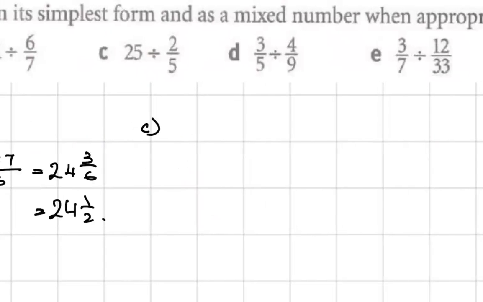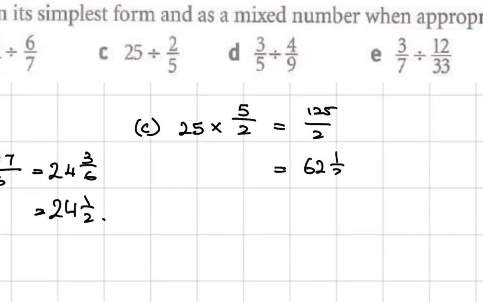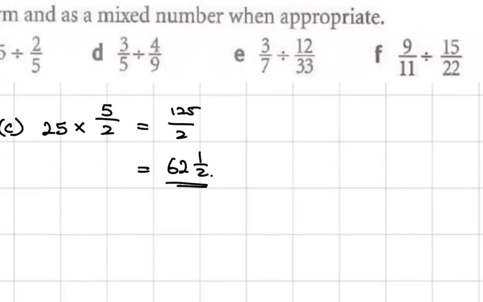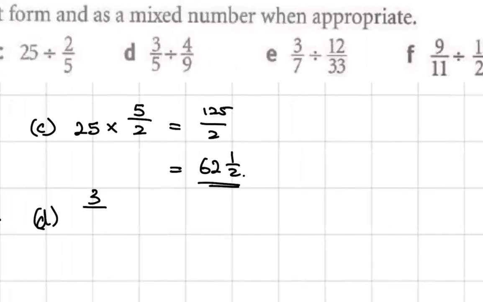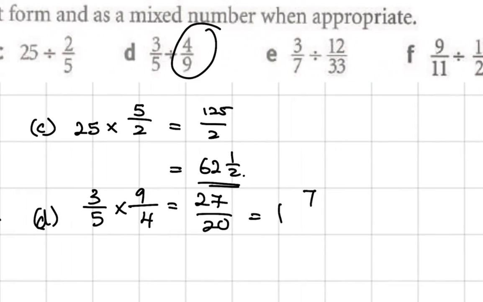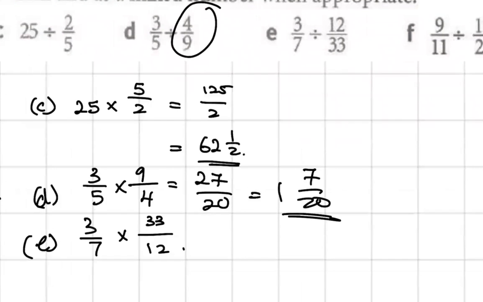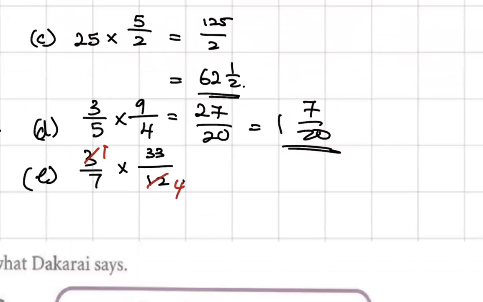Let's try question C. 25 multiplied by 5 over 2. Nothing we can do here. 125 divided by 2. We get 62 and a half. D. 3 over 5 multiplied. Flip only the second one, not the first one. 27 over 20. 1, 7 over 20. E. 3 over 7, flip the second one. So these are divisible by 3. So we get 33 over 28.